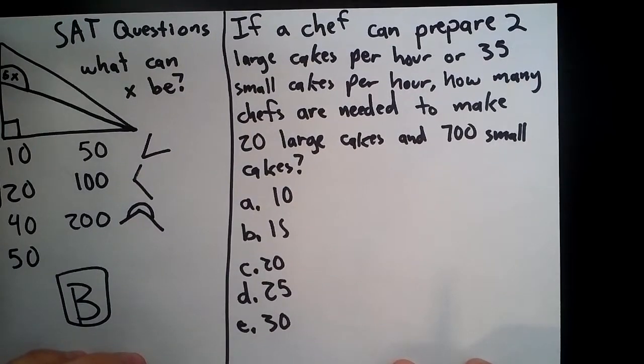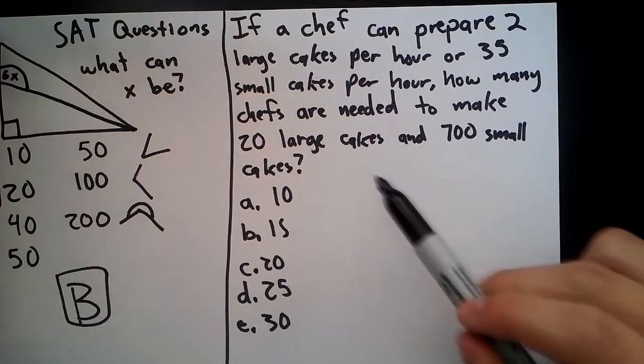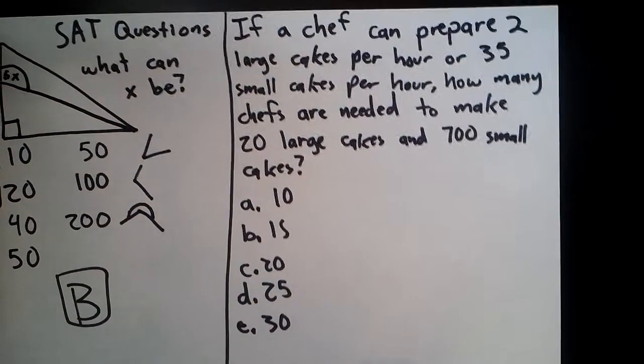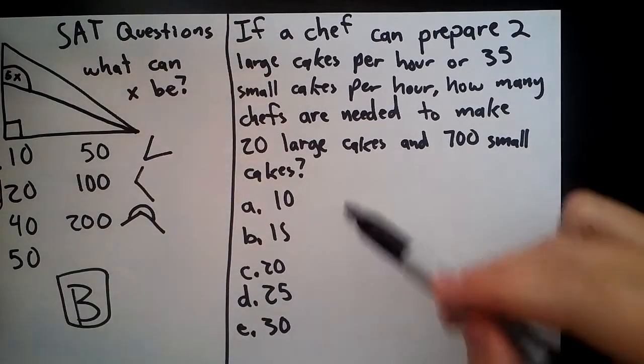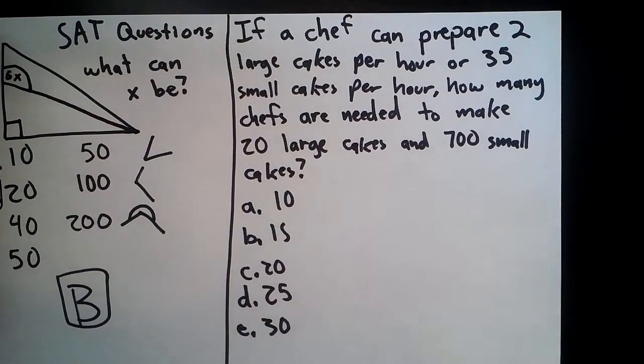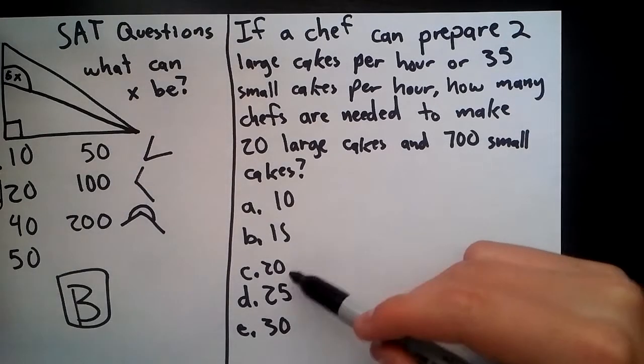Alright, so let's check our other question here. If a chef can prepare 2 large cakes per hour, or 35 small cakes per hour, how many chefs are needed to make 20 large cakes and 700 small cakes? For this question, I would say it's best to check each of these answers. Let's start with C, because it's nice to start in the middle, then you know which way to go. So let's see if C can do it.